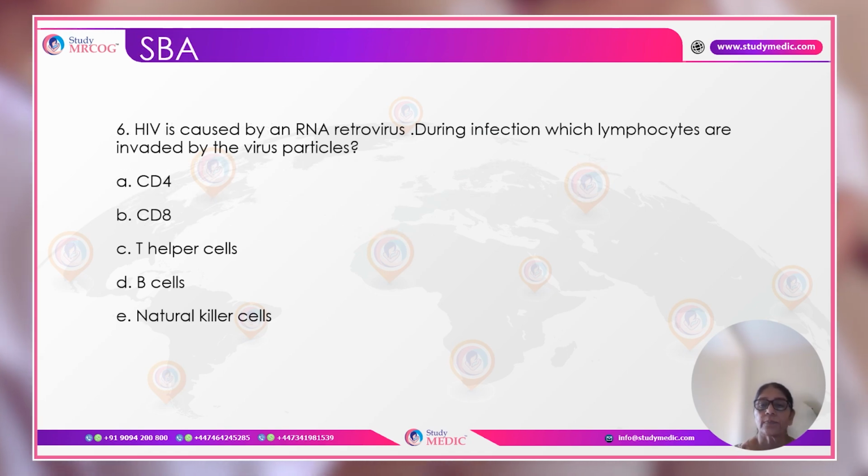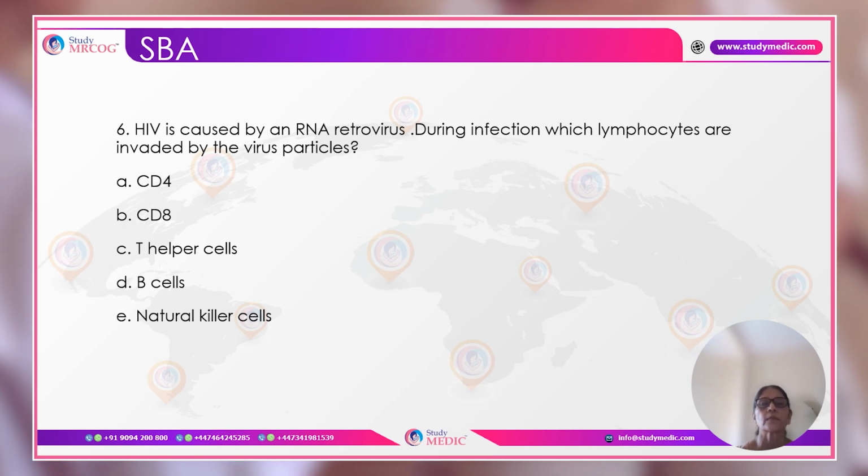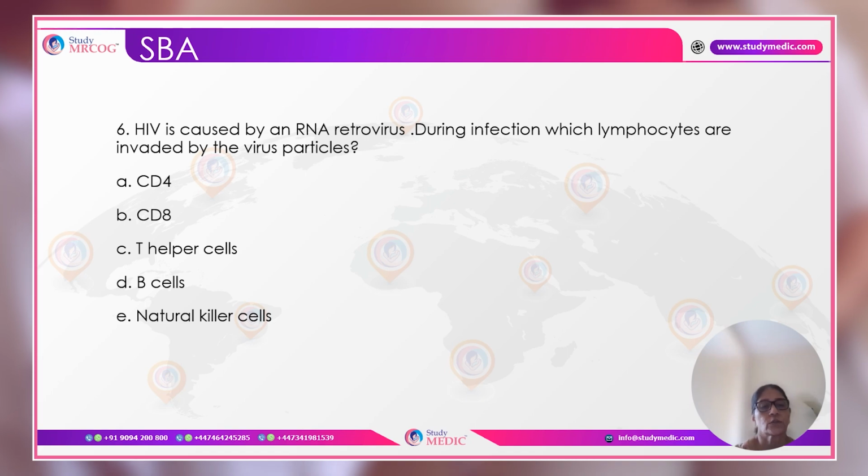HIV is an epidemic that has been rampant, so you need to know everything about HIV. We know it is caused by an RNA retrovirus. Now, whenever this retrovirus infects our body, it has to attach to some of the lymphocytes after gaining entry into the human body, so that then the virus can replicate.